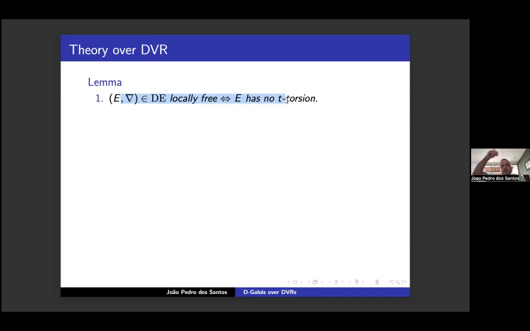okay, then life is much easier. All you need to care about is if downstairs you have no torsion. So it means that your module is not concentrated on some fiber. And because of this very nice property, it just turns out that taking the fiber over a point gives you an exact and faithful functor.